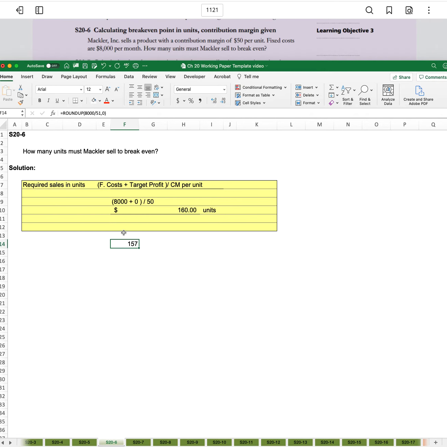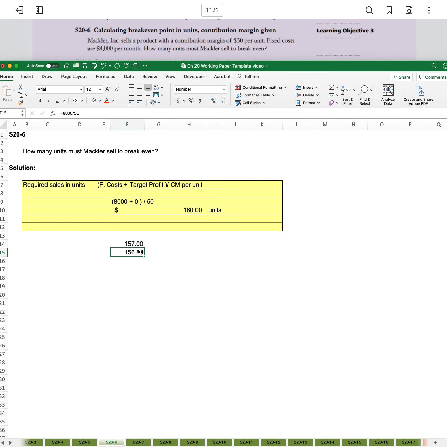Let me show you the difference here. I changed the contribution margin per unit to 51. And if we wouldn't have used the ROUNDUP function, we would have decimals here. So we'll say equals 8,000 divided by 51. And we can see that Excel is telling us 156.863.